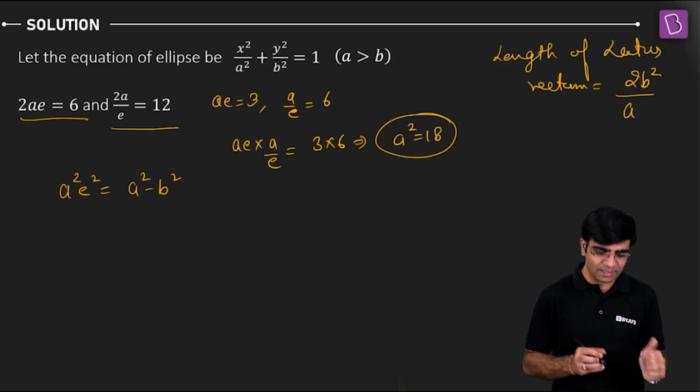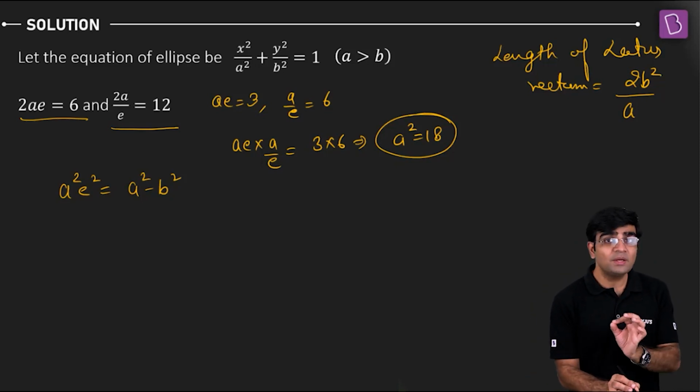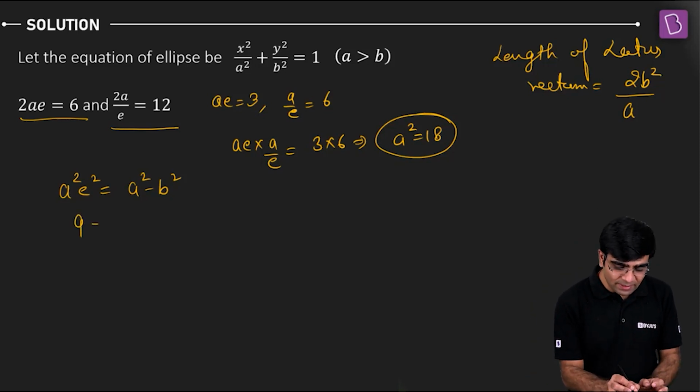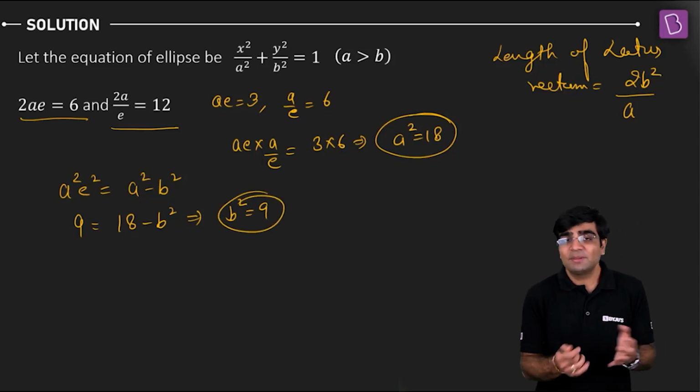The moment you plug in the values, A into E is 3, so A square E square is 9, and A square is 18. So what do I get? The value of B square also becomes 9. As simple as it sounds.